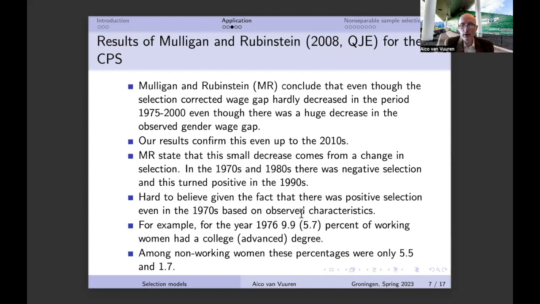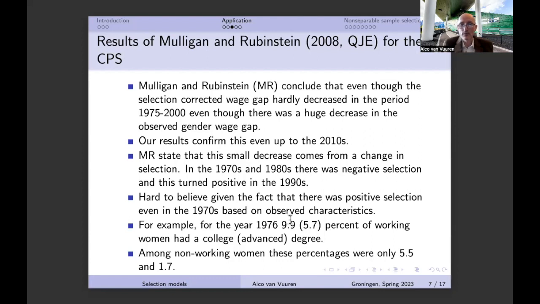Well, among the working women, we see that 10% of them had a college degree. When we look at the non-working women, it was only 5.5%. So the non-working women were not just very talented women that stayed at home, but women that had lower education levels than the supposedly poor working women, according to Mulligan and Rubinstein.